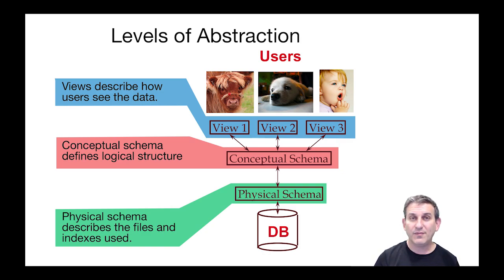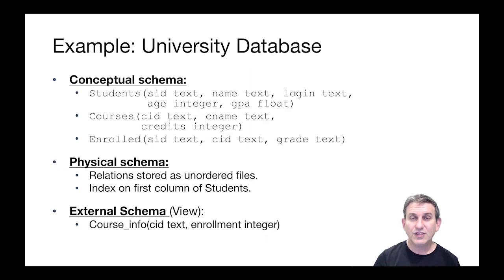And this includes both what columns have B trees on them, and also how you are partitioning your data across multiple disks. So all the details of data layout and data organization and data structures are part of the physical schema. So as a concrete example, we might look at this university database.